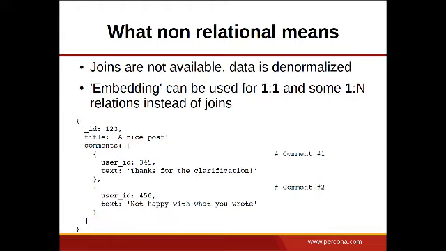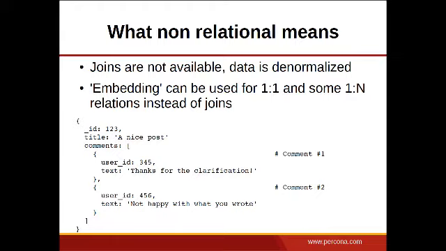Let's say we don't have joins. And so data will be denormalized, right? So what will happen when you have relations? Like you can have one-to-one relations or one-to-many or many-to-many relations. Well, for one-to-one relations and some one-to-many relations, what you can use is a technique called embedding.